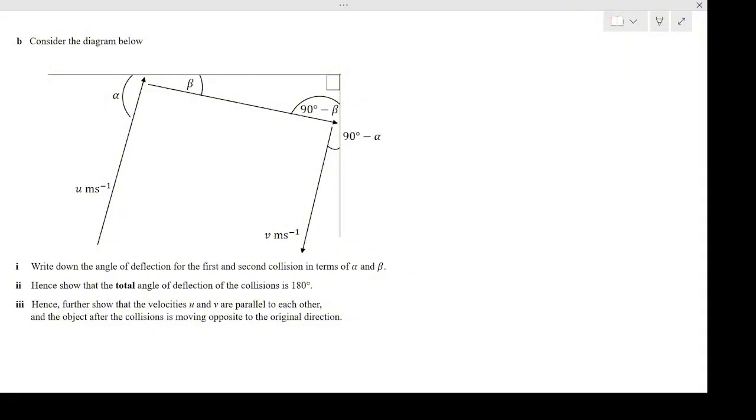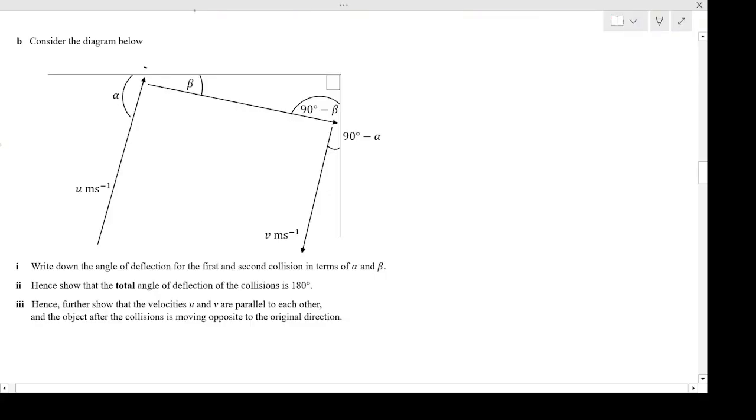Right, and this is the other common technique that you need to be aware of. So we have this diagram here, which is just a standard sort of multiple collision situation. In the first part, it wants me to write down the angle deflection for the first and the second collisions in terms of alpha and beta. Okay, so remember the angle deflection, we have looked at this before.